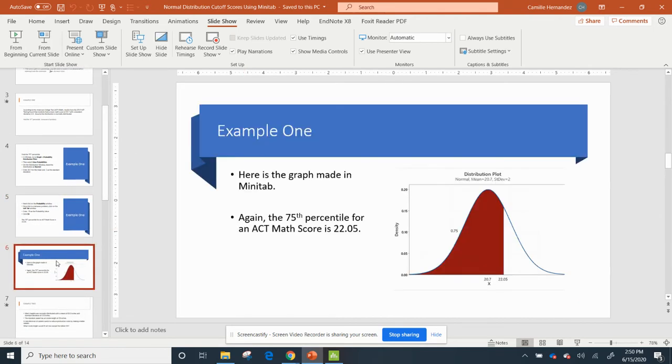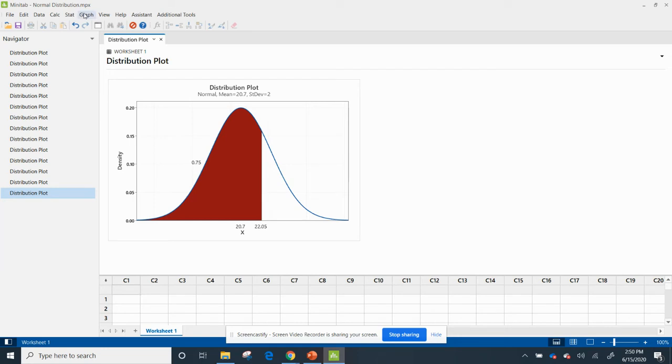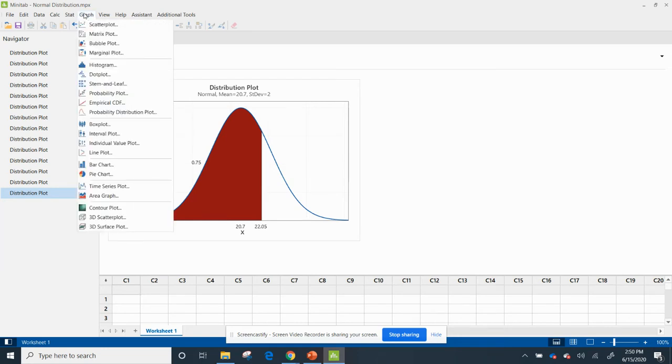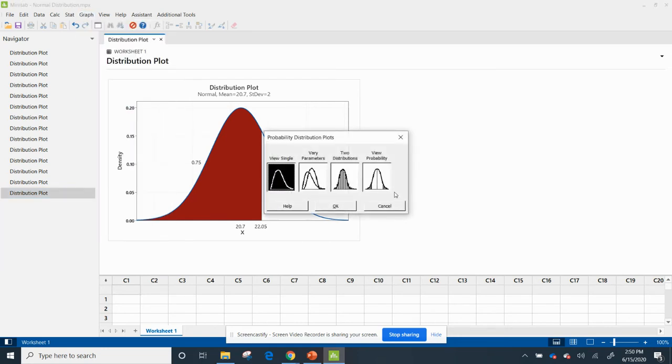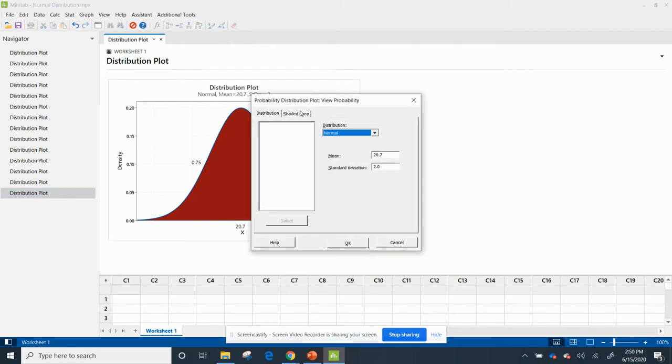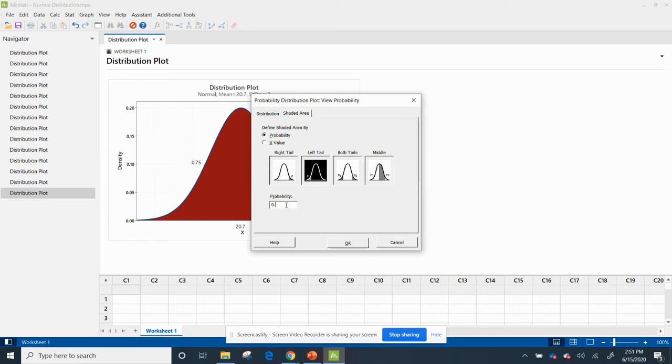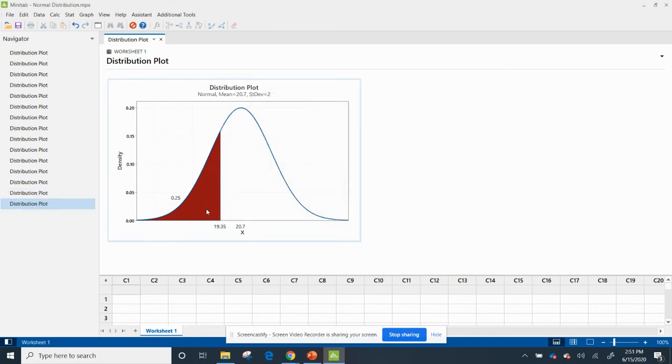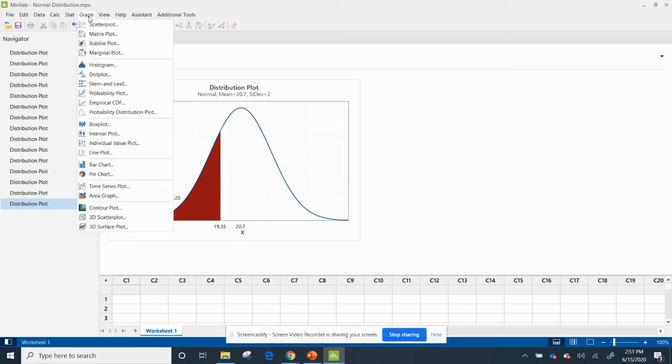We could do that with other things. Say if I wanted to do 25%. We're just going to do 25% right fast. Go to Graph, Probability Distribution, View Probability, hit OK, go to Shaded Area, and then I'm just going to change this to 25%. And look, 25% of the data is at 19.35. It's on that side.